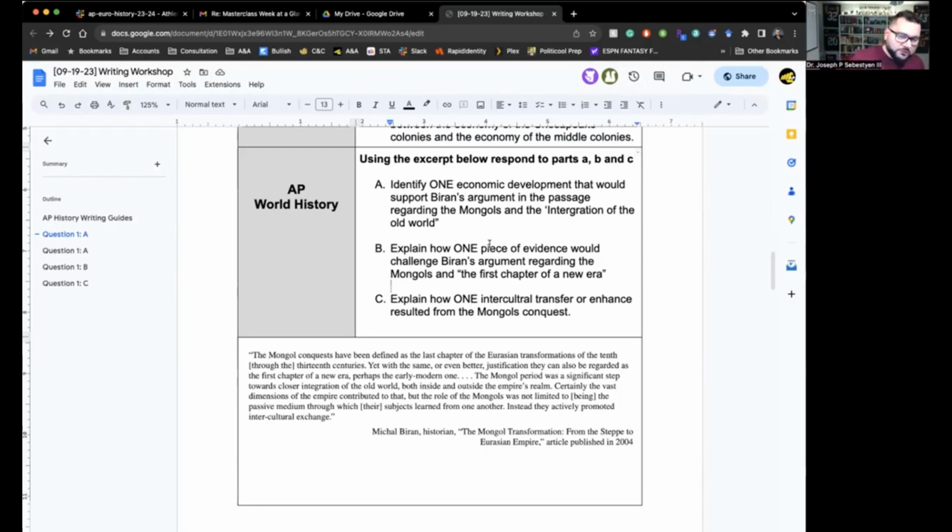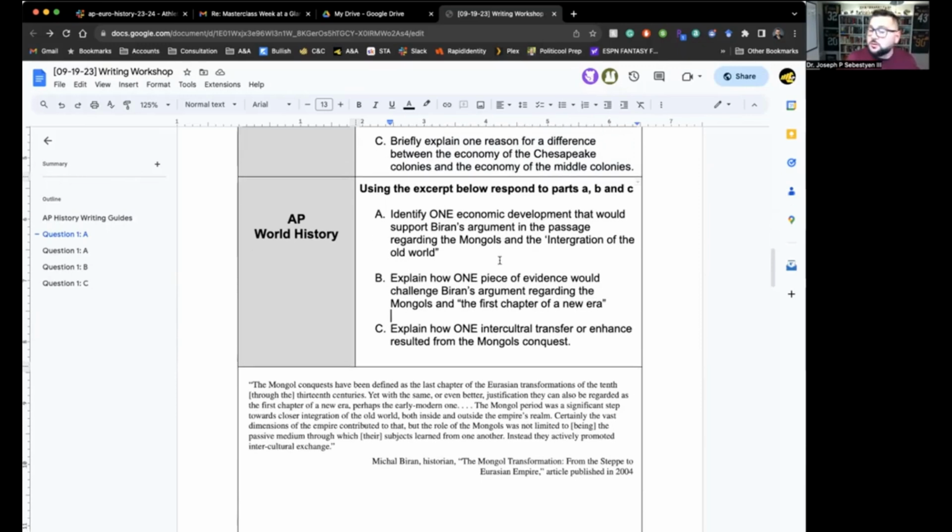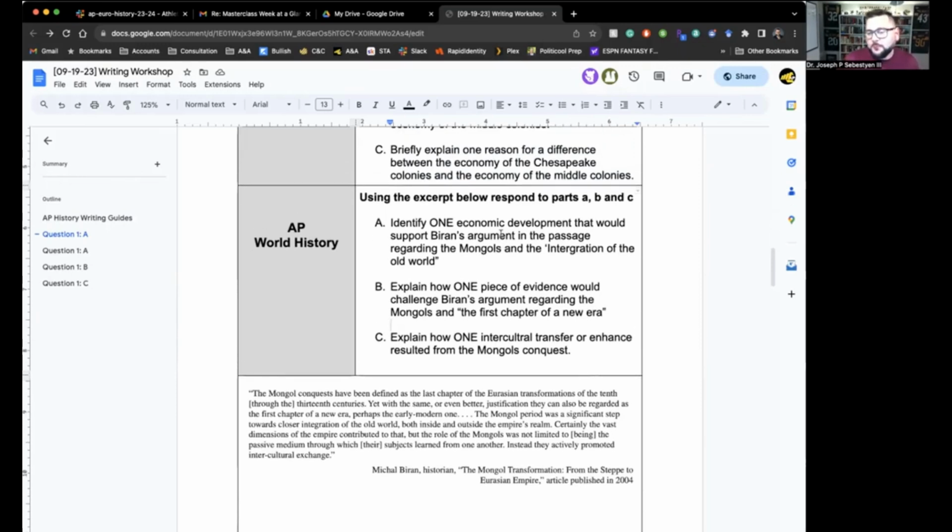Okay. If you don't know much about the Mongols, and I know the other people here are US unless they took World last year, we're going to do these. Identify one economic development that would support Byron's argument in the passage regarding the Mongols and the integration of the Old World. Can anyone think of an example?